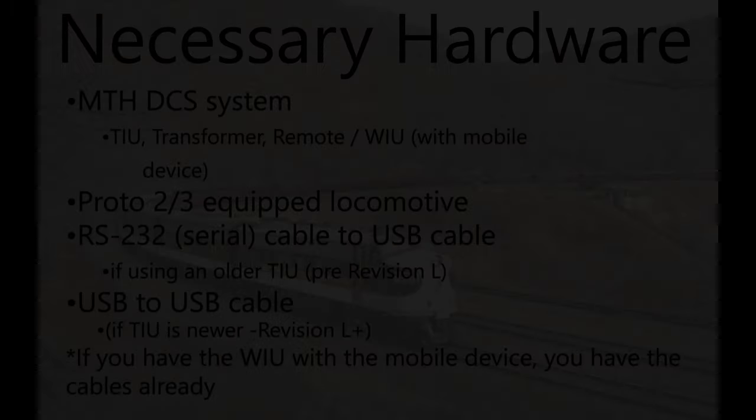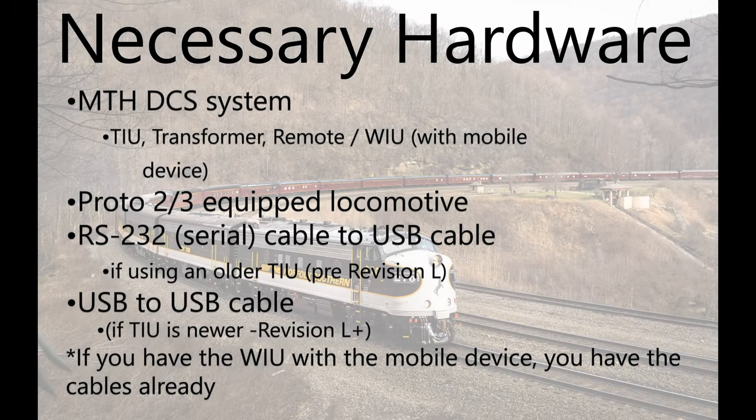So let's talk about some of the stuff that you're going to need in order to do this. You're going to need the DCS system, which includes the TIU and a transformer. You're going to need a Proto 2 or Proto 3 locomotive. It doesn't matter what era it's from, as long as it has Proto 2 or 3, you're fine. Even the 5-volt Proto 2 boards work.